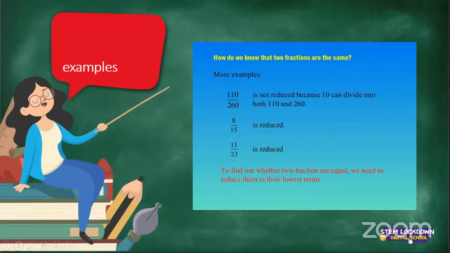To find out whether two fractions are equal, we need to reduce them to their lowest terms. That you must keep in your mind. You'll be given two fractions with two different numbers, but you'll be asked whether the fractions are the same or not. For you to know whether they are the same or not, you need to reduce them. This is what we call simplifying fractions.